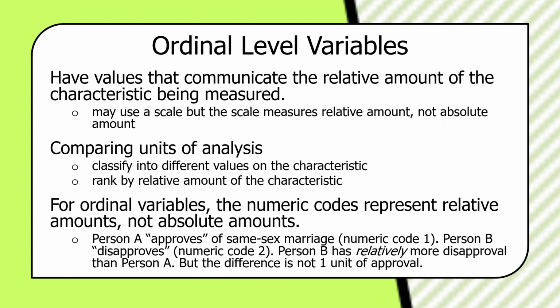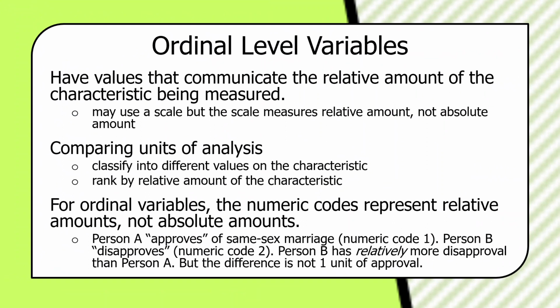When you look at an ordinal level variable, you want to organize. It makes perfect sense. In fact, it's necessary to organize the values from, say, less to more of the characteristic. You can't mix up the categories. But there's no number that measures the exact amount of the characteristic.